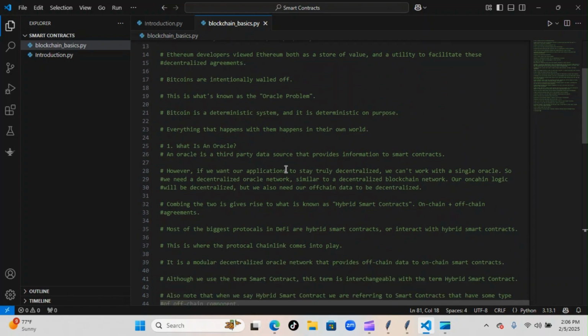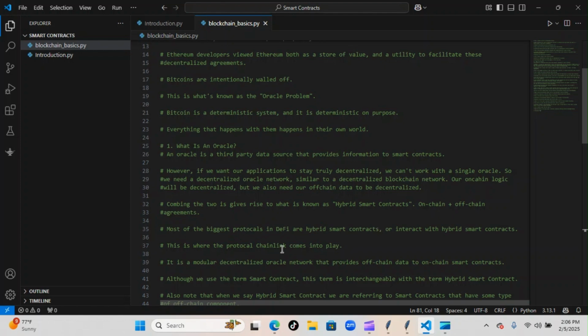However, if we want our application to stay truly decentralized, we can't work with a single oracle. So we need a decentralized oracle network, similar to a decentralized blockchain network. Our on-chain logic will be decentralized, but we also need our off-chain data to be decentralized. Combining the two gives us a known phrase called the hybrid smart contract, which is the on-chain plus the off-chain agreement. Most of the biggest protocols in DeFi are hybrid smart contracts or interact with hybrid smart contracts.